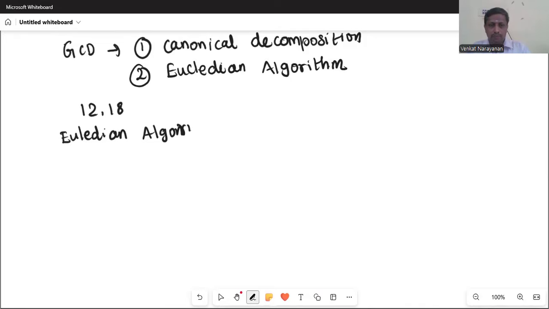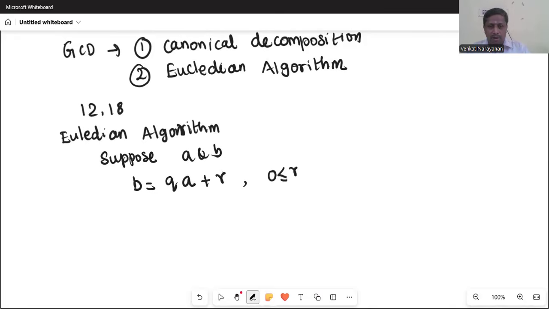Suppose A and B are the two numbers. Then we divide B by A, which gives some quotient plus one remainder, say R. This R must satisfy 0 ≤ R < A. Now, next step, we divide A by R, which gives one quotient, say Q1, plus one remainder R1. So R1 lies between 0 and R.